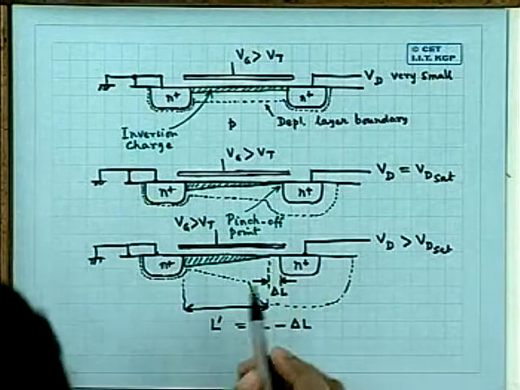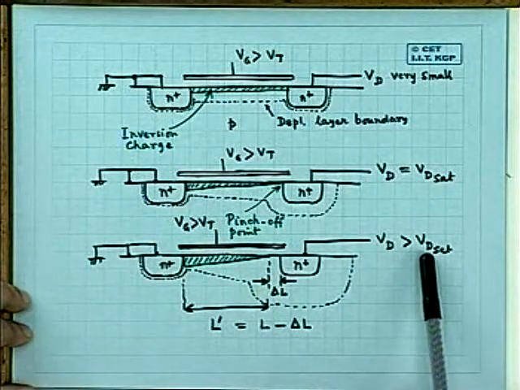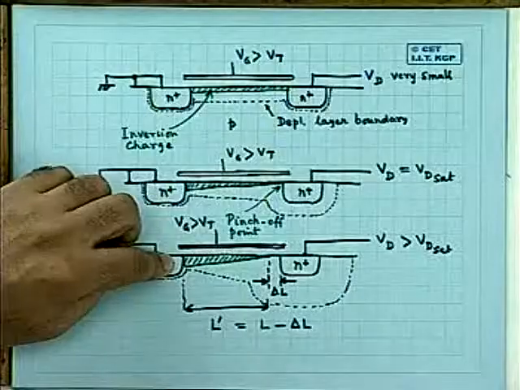And delta L is a function of the difference of V_D and V_D sat. Higher is the value compared to V_D sat, the larger it is. But this will be really very small compared to the actual total channel length. But that results in an effective shortening of the channel length, and as a result, the current increases. And that is what is known as channel length modulation.